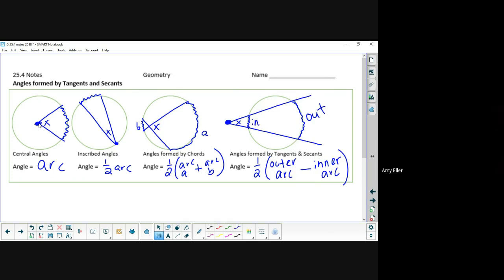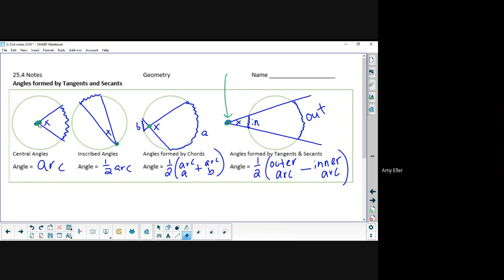Like I've said for the past couple days, today's notes only focuses on this type of angle. But when we get to a quiz, you will have to figure out which formula to pick. And the way you decide is you look at where the angle's at. Is it at the center? Is it on the circle? Is it somewhere else in the circle? Or is it outside? Whichever angle you have, that goes with a different formula.